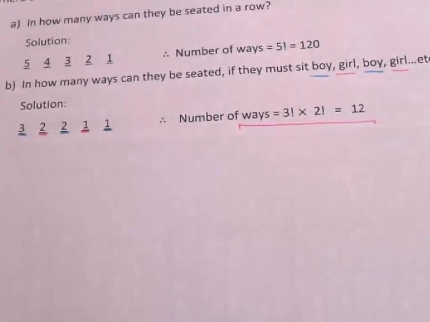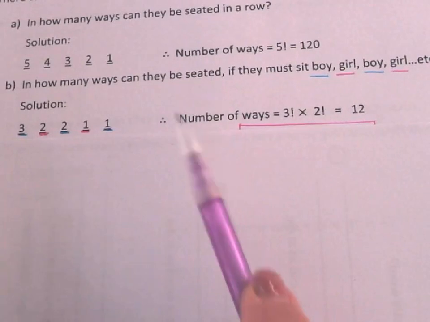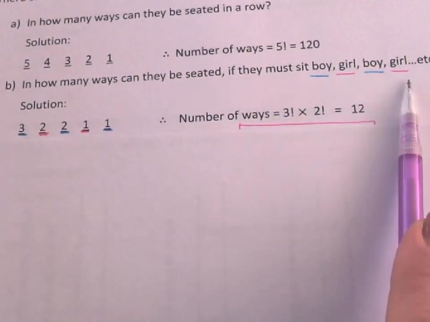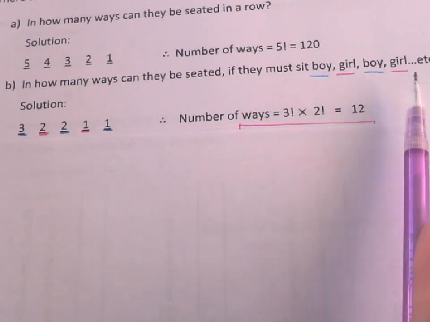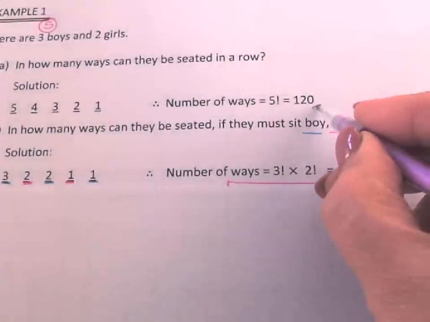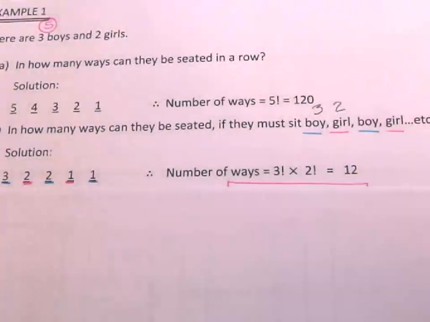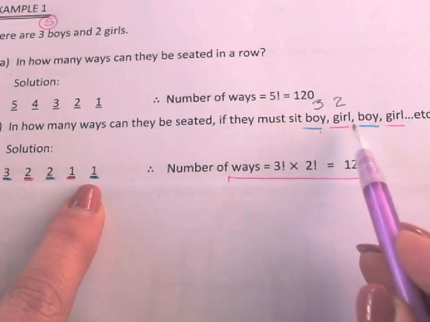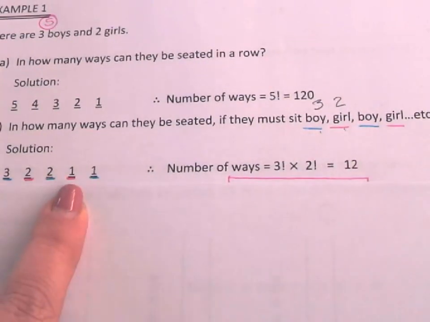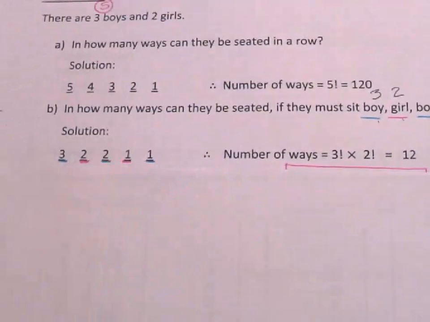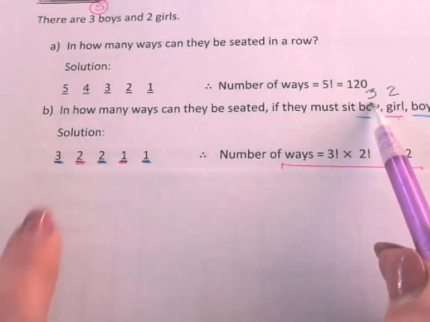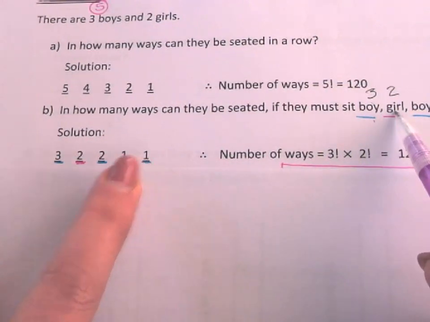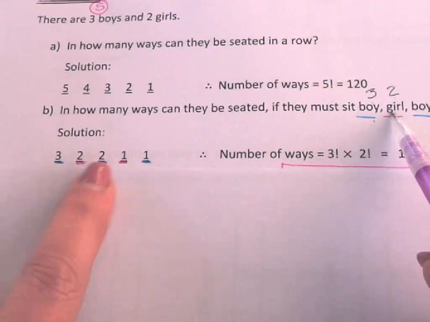In how many different ways can they be seated if they must sit boy, girl, boy, girl? Now we know that we have 3 boys and we have 2 girls. So I made the boys blue seats and I made the girls pink seats. If we take the boys, we start with 3, so it will be 3, 2, 1. If you place the girls, if there are 2, it will be 2, 1.